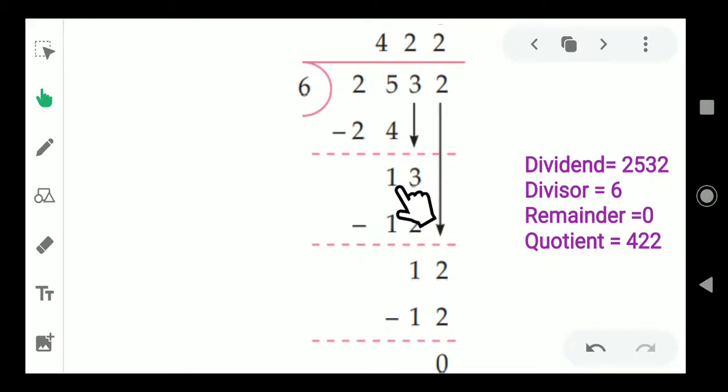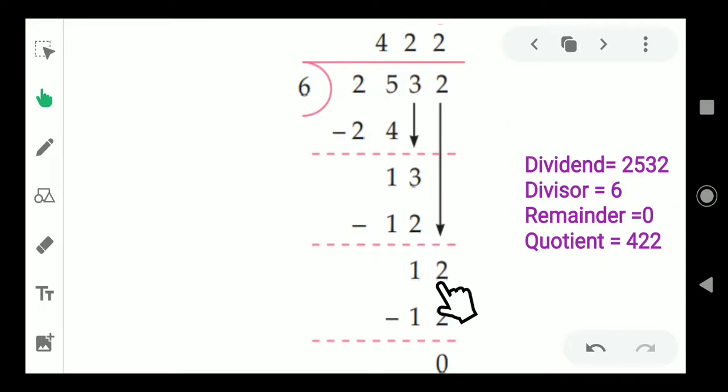The number just below 13 is 12. Here we got that. So 2 into 6 is 12. Now subtract it. 3 minus 2 is 1. 1 minus 1, 0. In 1 there is no 6. So we should take down the next digit. Here I have taken down 2.